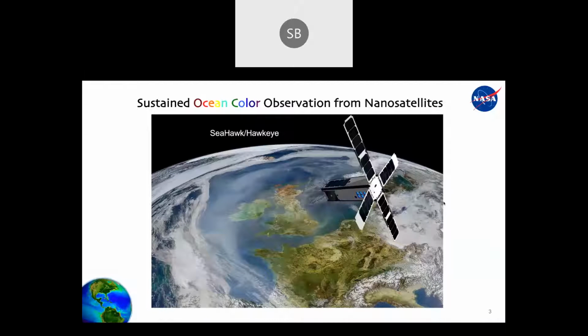But today, I'm going to speak to you about a project called Sustained Ocean Color Observations from Nanosatellites. That project is depicted here. We have the SeaHawk CubeSat flying over the Earth in a representation. I think this is a pretty cool picture myself.